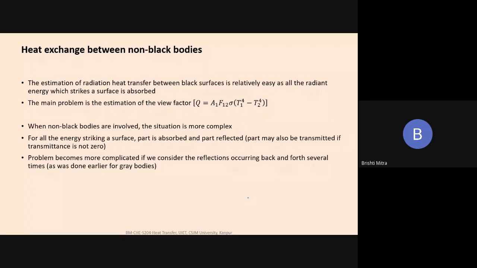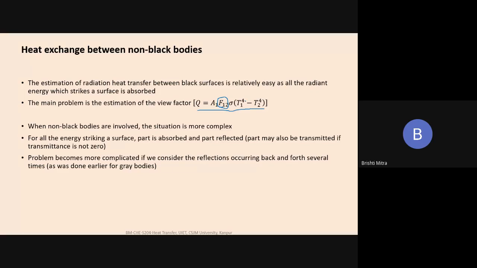It was still a simpler understanding when we are talking about two parallel plates. But when the shapes become more and more different or complicated, trying to understand the radiation heat transfer between non-black bodies becomes more complex. For black bodies, we had seen that the rate of heat transfer is A1 F12 sigma (T1^4 minus T2^4). The only complication in this whole thing is trying to estimate the view factor. If somehow we can find out the view factor, because emissivities for all black bodies is equal to 1, then we can calculate the rate of heat transfer between two bodies.